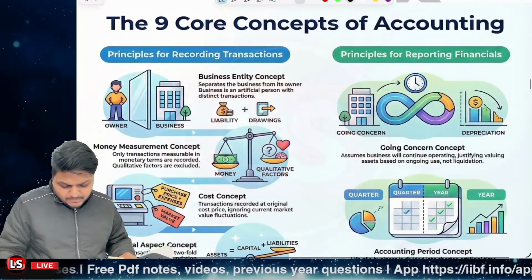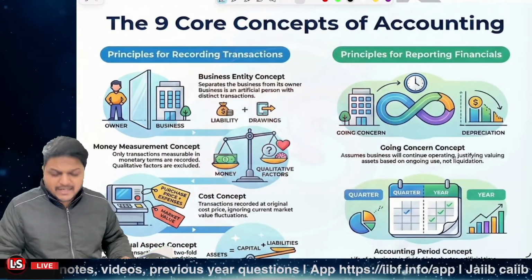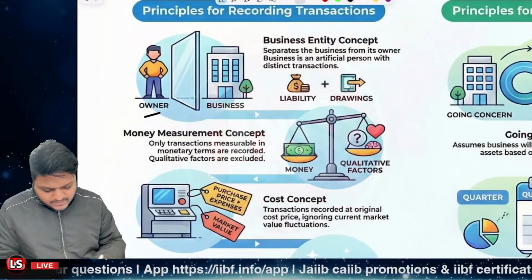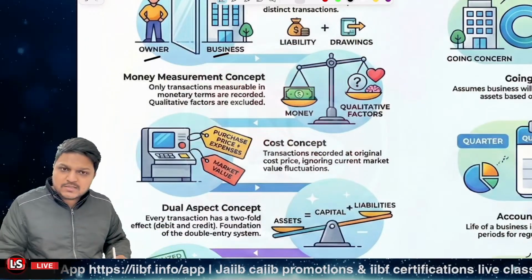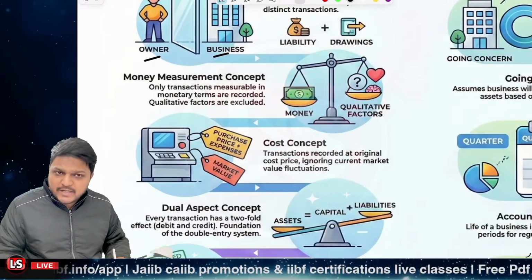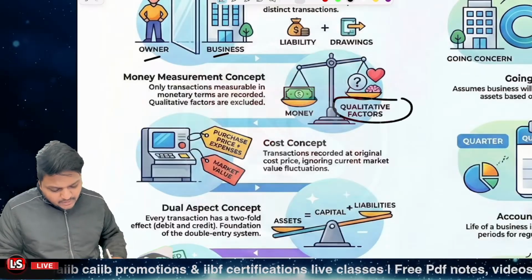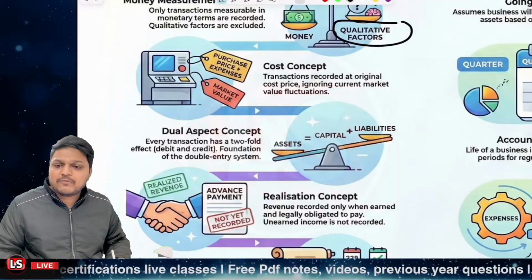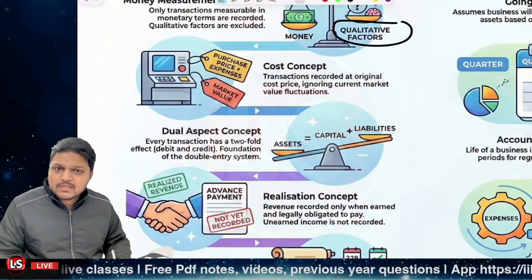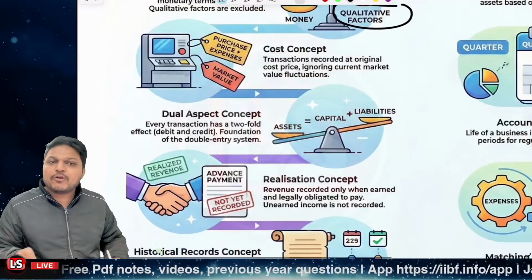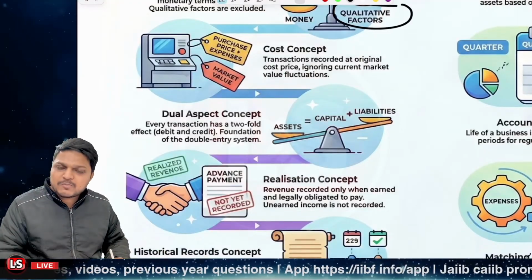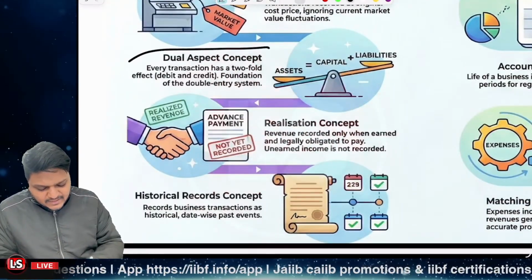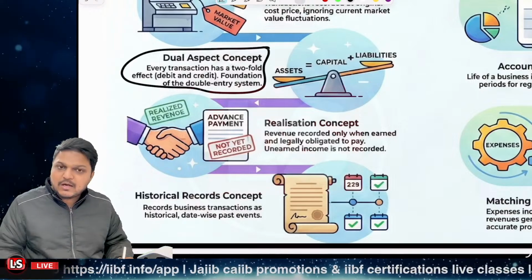Now let's have a look at the concepts that we have learned so far. You can be getting the idea again. So first one was related to the business entity concept. Owner is very much separate from the business. Money measurement concept, only those things which can be measured in the form of money should be recorded. Qualitative factors are not to be recorded. Further, cost concept, we are to record at the cost price, purchase price plus any of the expenses made for acquiring that particular asset, not at the current market value. But for the current assets, we have to record at the cost price or the market value, whichever is lower, right?